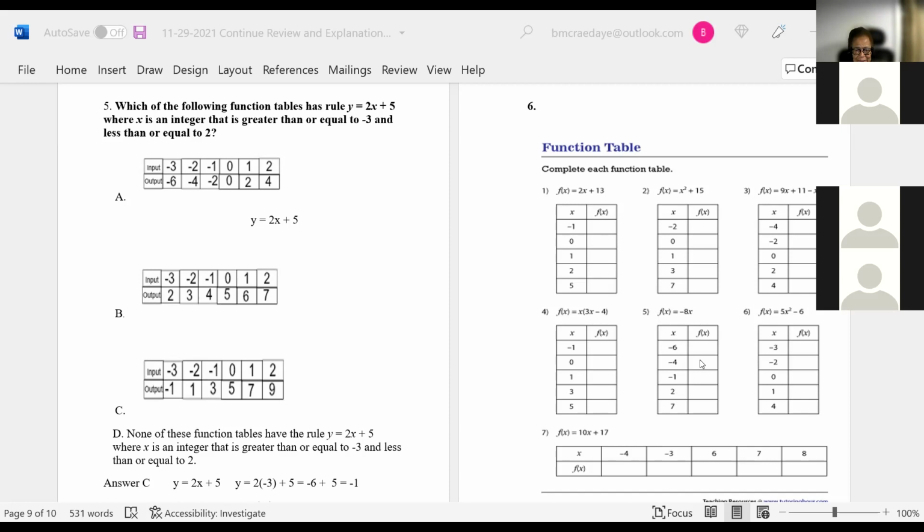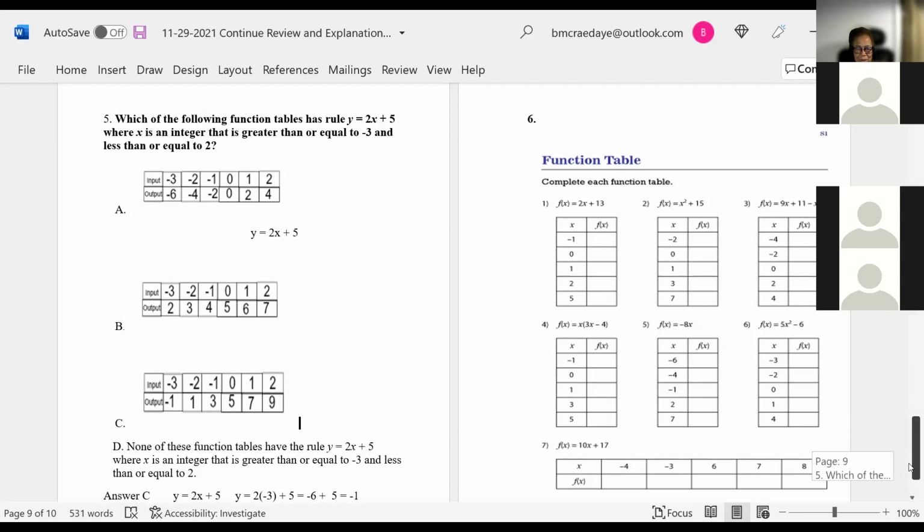Got it? And then number 7, wherever we see X, we put a minus 4, a minus 3, a minus 6. 10 times a minus 4, and then add the 17. 10 times a minus 3, then add the 17. 10 times a minus 8, and then add the 17. Got it? Okay, any questions? Because that would be your homework. Complete this table.